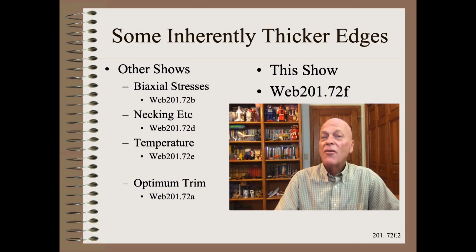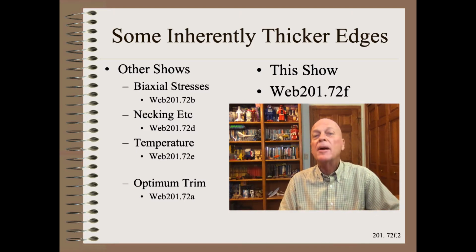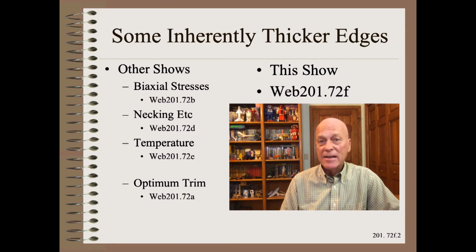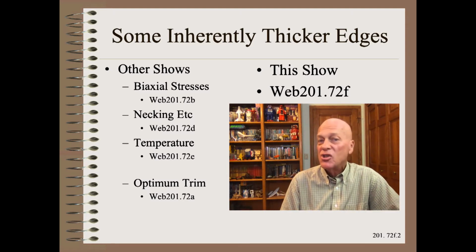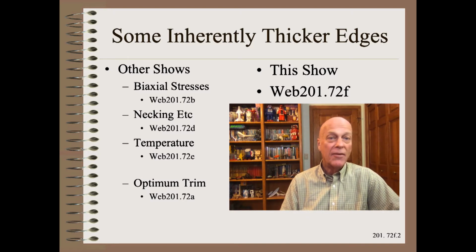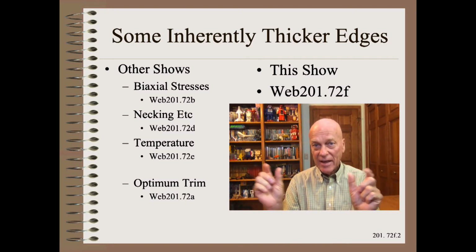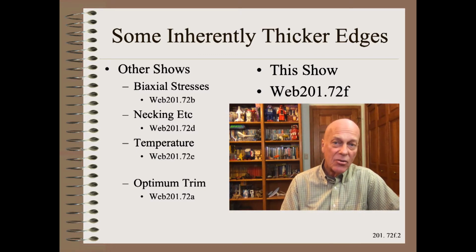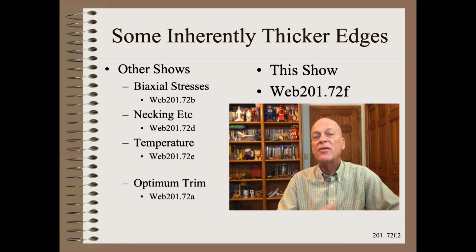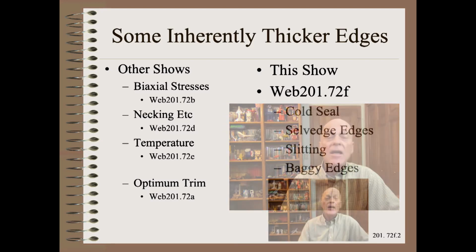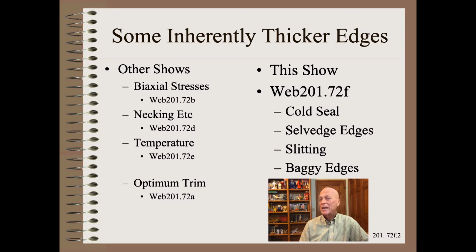In other shows, we covered many ways that the edges of the web can be trouble, including biaxial stresses, necking, temperature, and so on. We also covered how to find the economic amount of trim to take in Web 201.72a, which I urge all of you to see if you have not already done so. This show will focus on product process design examples, including cold seal for packaging, selvage edges in textiles, and raised edges in slitting. We will show how all of these can result in edge troubles such as bagginess.